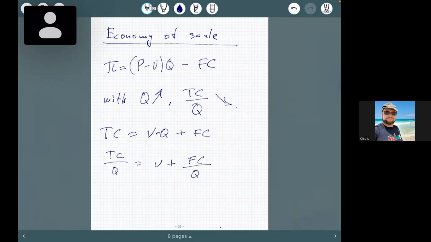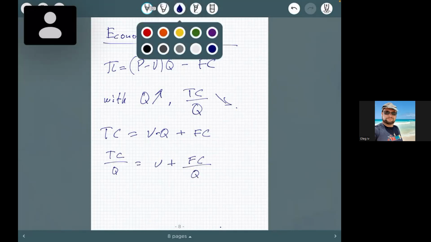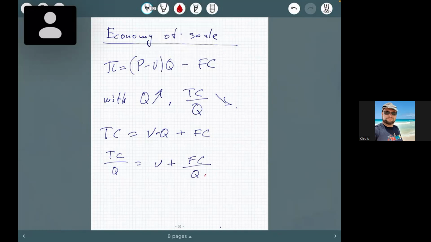Because of this, if Q goes up, total cost per Q goes down, because of this part, the fixed cost. Actually, let me leave this, then this overall goes down. Now, that's economy of scale.